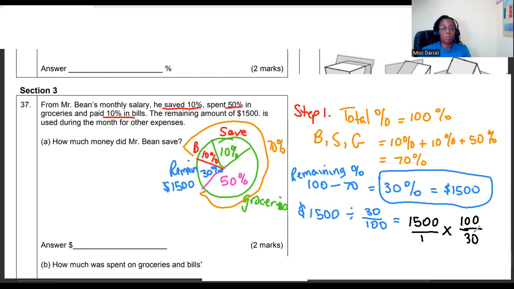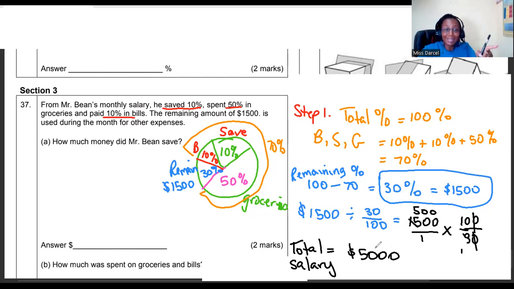Right now, our next step, we simply reduce or simplify. So we cancel a 0 here. There's a pair over here, so there's a pair of zeros. 3 into 3, 1. 3 into 15, 5. 3 into 0, 0. 3 into 0, 0. 500 multiplied by 10 is going to give us $5,000. So his total salary is $5,000.